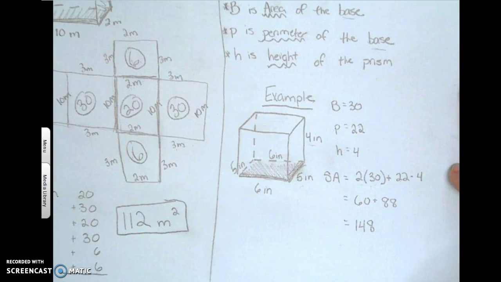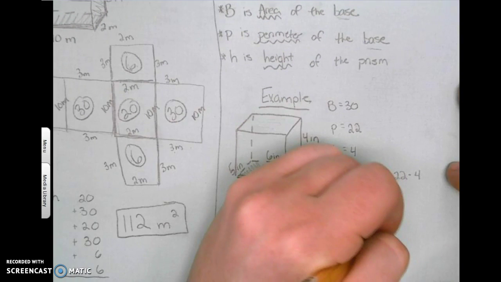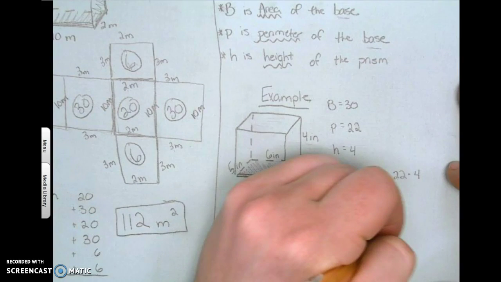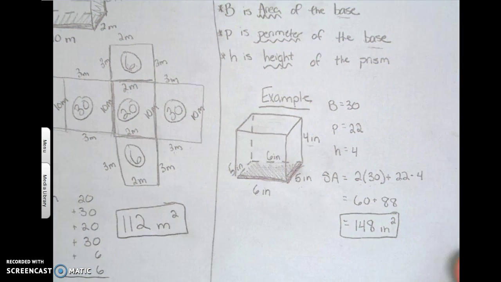We remember area is always squared units, so we add inches. We're going to plop a 2 on there. So my surface area is going to be 148 inches squared. That is surface area. Again, you can do the nets every time if that's easier. Otherwise, you can use the formula.